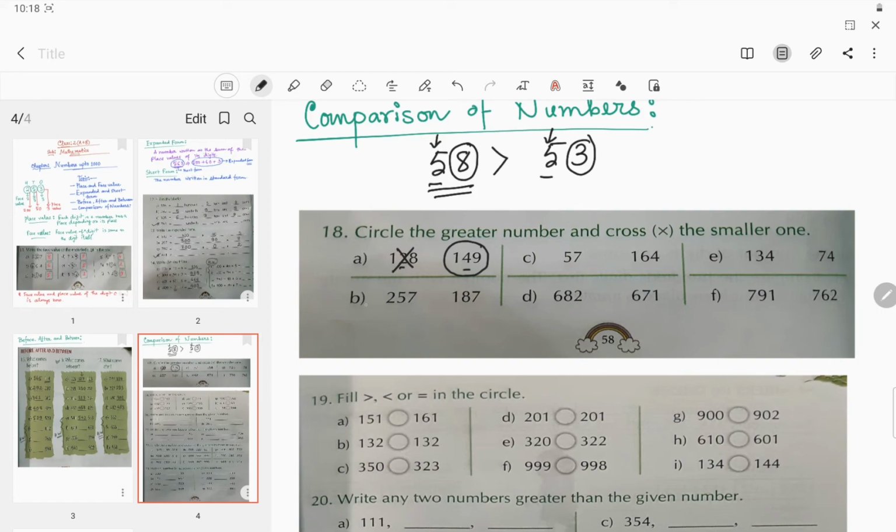Similarly, question number B, it will be 257. This is the biggest one, and 187 is the smallest one among these. Since in the hundreds digit it is 2 and it is 1, so obviously 257 is greater. Now C, D, E, F, you have to write in your copy and do by yourself. This is your home task.